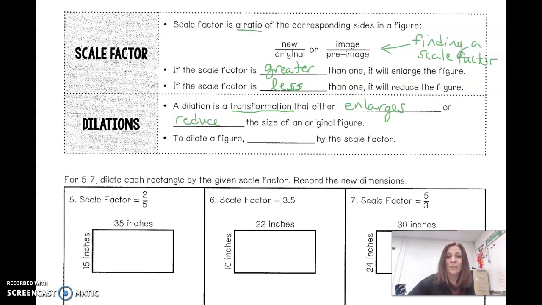It's like a perspective in art, like it's getting bigger, meaning farther away from a fixed point, or pulled closer to a fixed point. So it's going to look larger or it's going to look smaller. It actually is larger or smaller. So to dilate a figure, just like we did on the first video, we're going to multiply by the scale factor. Okay, so let's practice that.